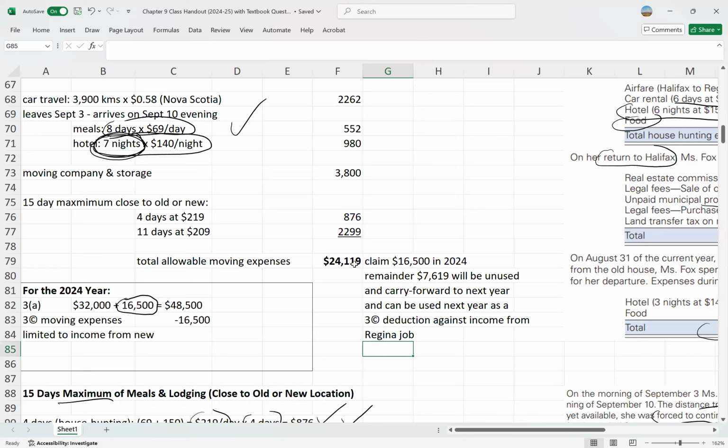So essentially, it's just a matter of going through all the expenses, trying to figure out which ones qualify and which ones don't. And once again, if there's a lot of hotels and lodging close to the old or new location, then you have to add up the daily amounts and figure out, based on the meals and lodging amounts, which ones have the highest amounts per day, claim those first, and then whatever amounts you still need to get to the 15-day maximum, you can use the lower amounts for that. Any questions about the moving expense question?